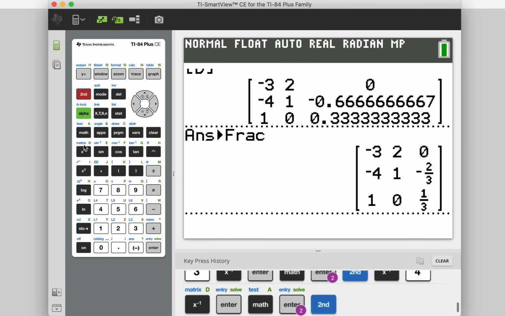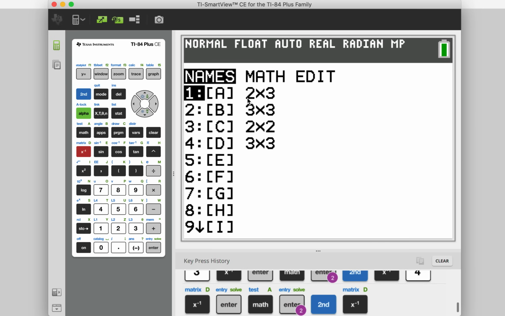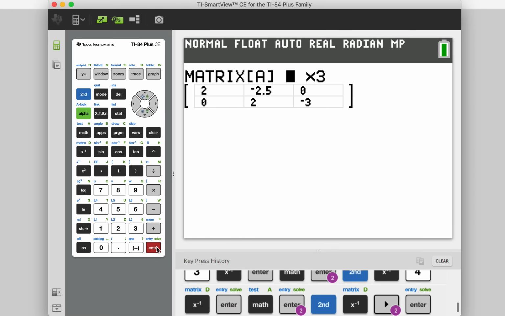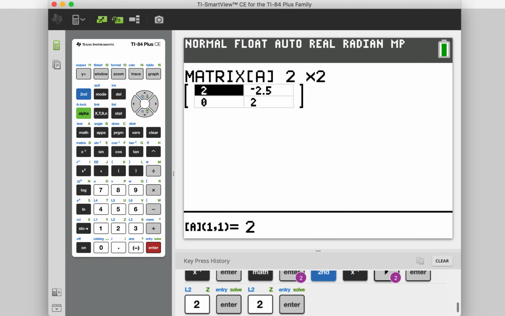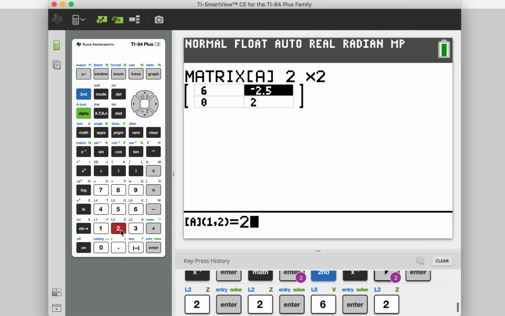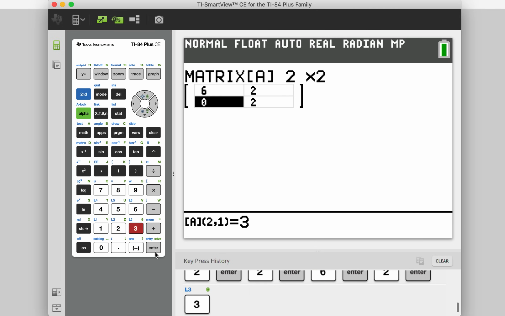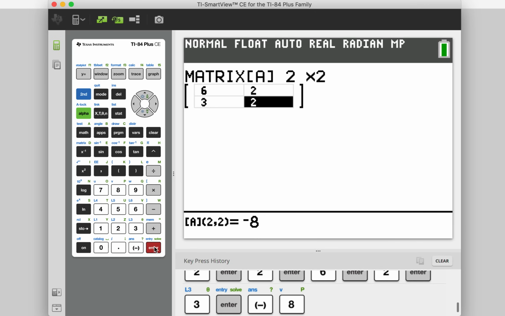I'm going to go to my second matrix, and now I want to enter them, so I have to edit them. So I'm going over to edit, and I'm going to hit enter. I'm going to put it in the spot of A. Our first matrix is a 2 by 2, so 2 by 2. Then I'm going to type in what our original coefficient matrix was: 6, 3, 2, negative 8.